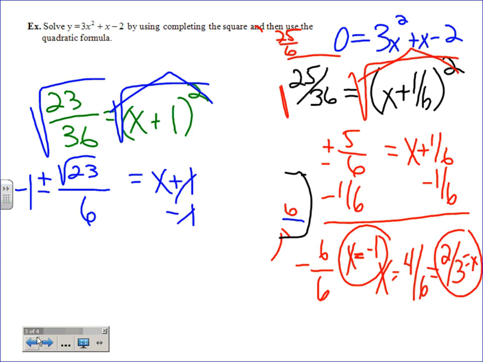Any questions? Again, completing the square, quadratic formula, and discriminant are what we learned today, or reviewed, I would say. No questions?